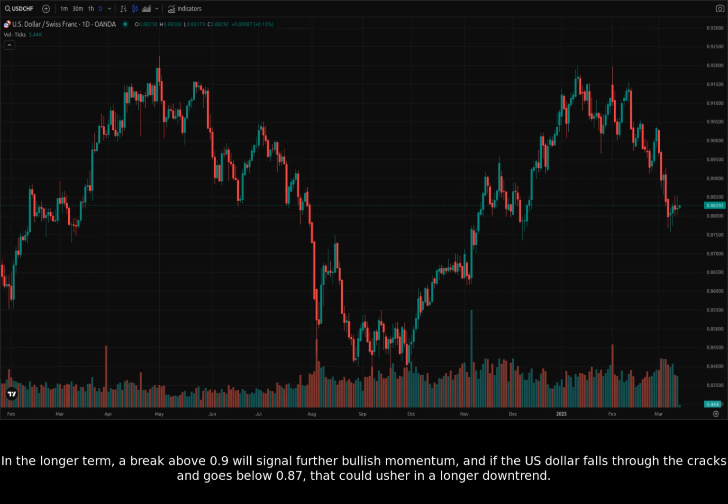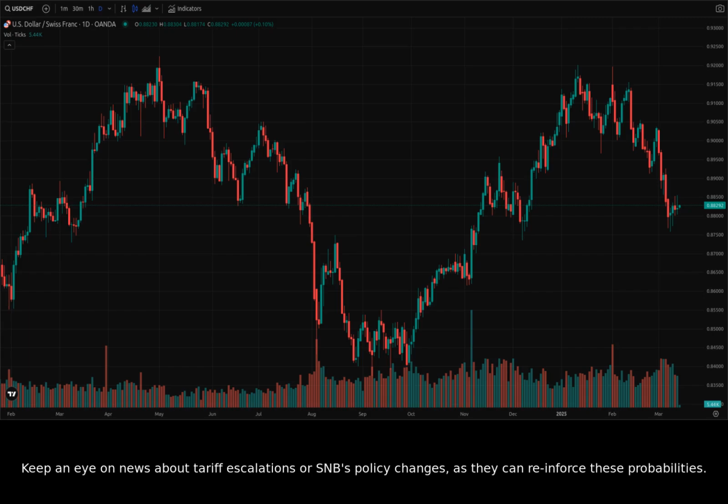In the longer term, a break above 0.9 will signal further bullish momentum, and if the US dollar falls through the cracks and goes below 0.87, that could usher in a longer downtrend. Keep an eye on news about tariff escalations or SNB's policy changes, as they can reinforce these probabilities.